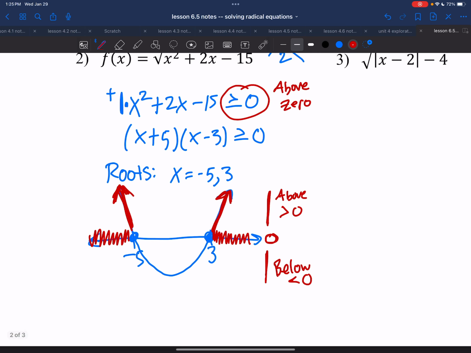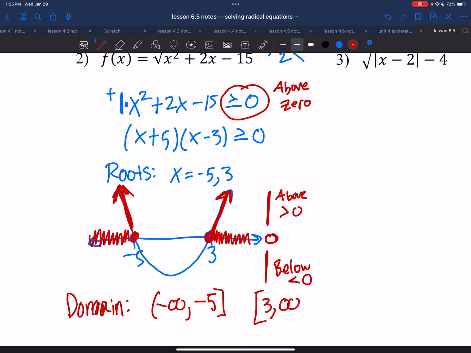So our domain, you can use the number line to help inform this, right? It's a good visual. You're going all the way from negative infinity, extending out to the left, coming up to negative 5 and stopping there. It is included because you can equal 0, right? You can equal 0 here, but then it skips. And the other interval is bracket 3 to infinity.